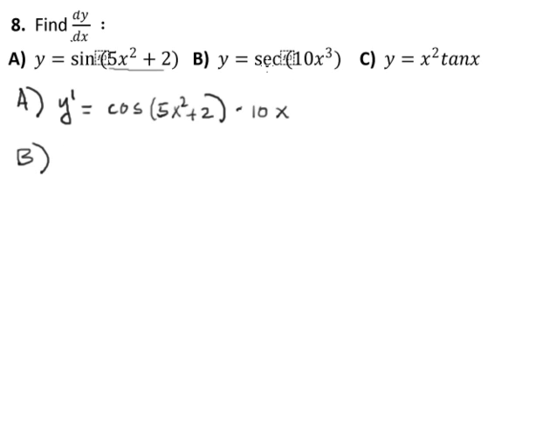The derivative of secant x is secant x tangent x. All right, so here we have y prime is secant 10x cubed tangent 10x cubed times the derivative of the inner function, and that would be 30x squared.